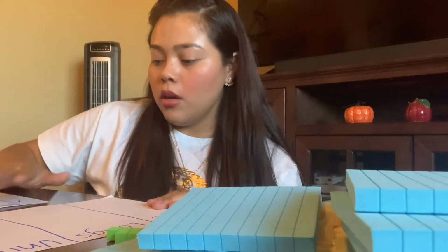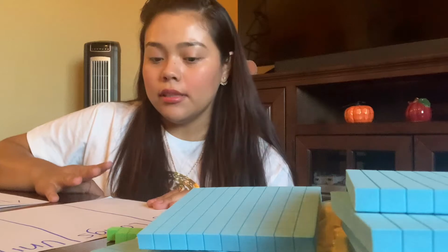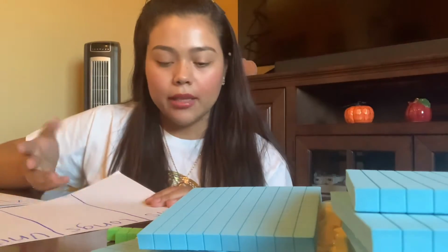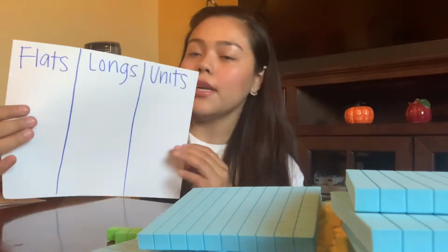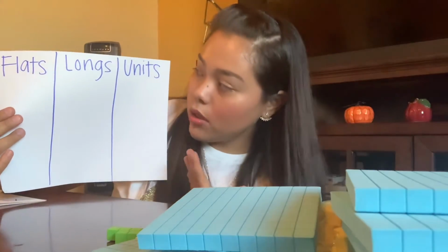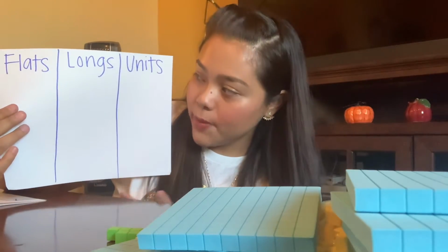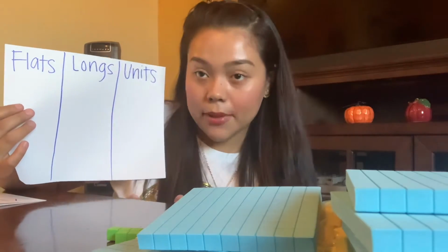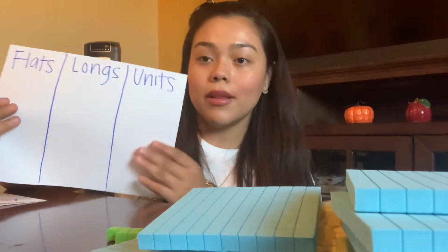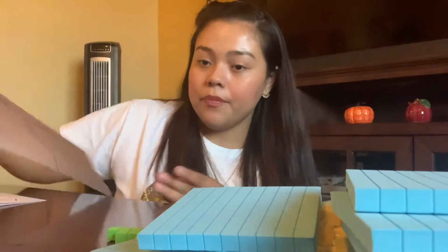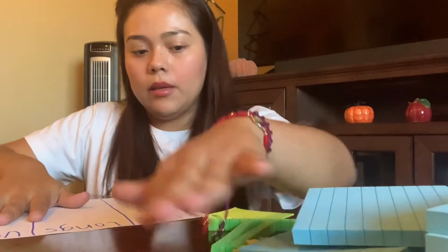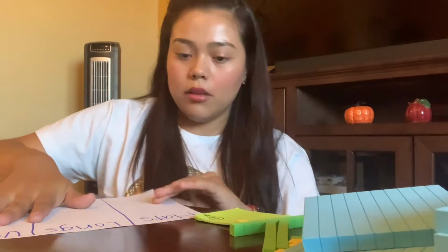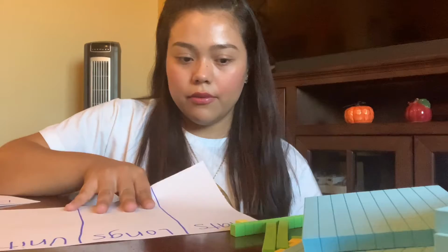So, before we start, I first need my place value mat. This is what my place value mat looks like. It is divided into 3 columns. My first column is my units, my second column is my longs, and my third column is my flats. I'm going to place my place value mat in front of me, and I'm going to move these blocks aside. Okay, I think that's good enough.